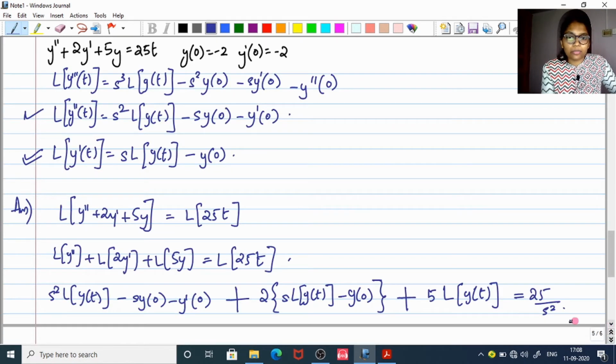Now you have to substitute this y dash 0 and y of 0. It is given in your question itself. Both are negative 2. Substitute those values.